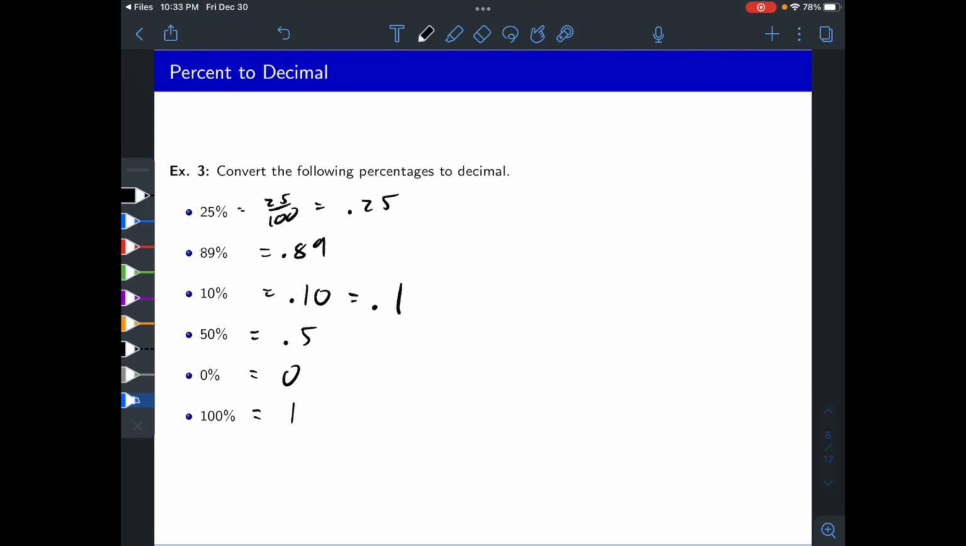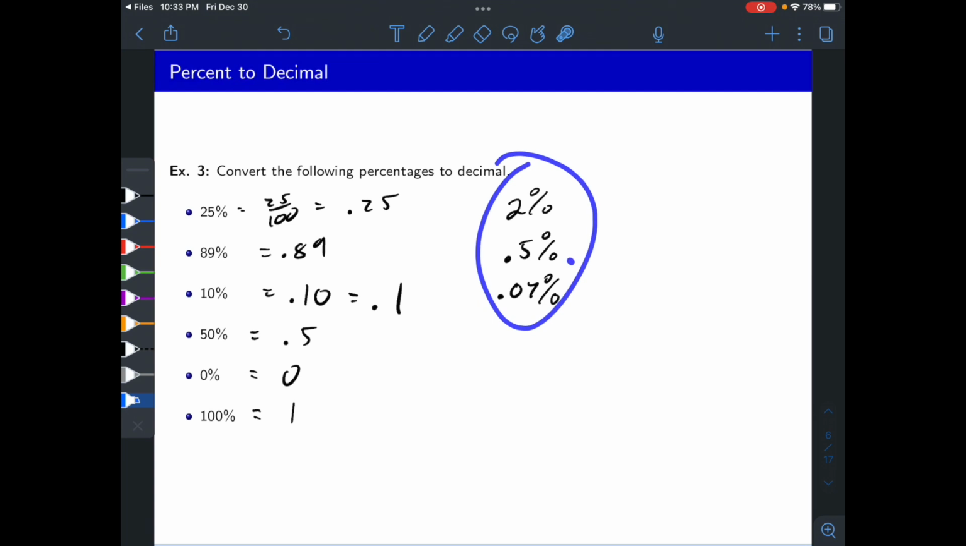Something that messes people up a lot is when we start introducing things like 2% or 0.5% or 0.07%. These tend to be harder for people for whatever reason, but you do them with exactly the same process of moving the decimal to the left 2 places, right? For 10%, the decimal's over here, move that decimal to the left 2 places, and it's just going to be right in front of the 1, right? So it's 0.10, and then you could just chop off that 0 if you so please, because the 0 is to the right of this 1, right?